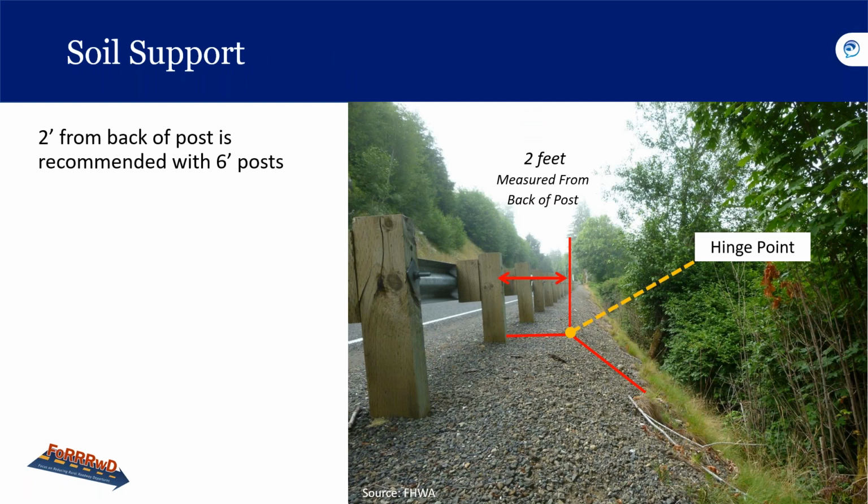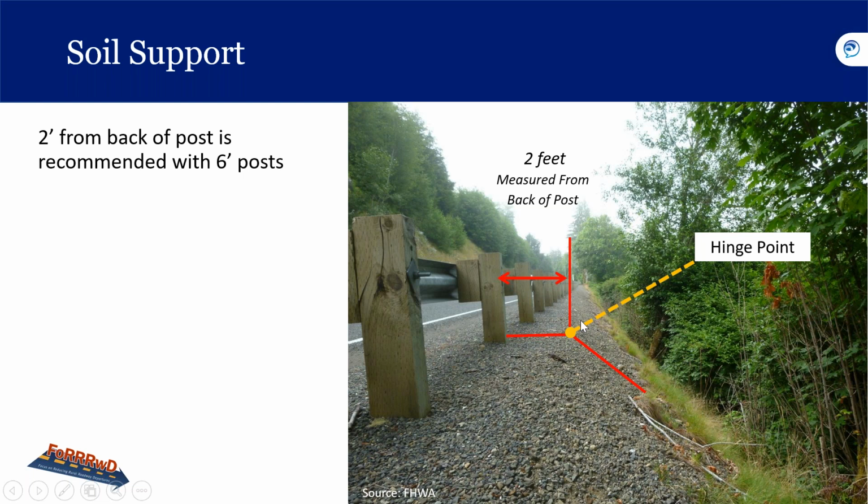And then we talk about soil support. AASHTO recommends placement of the barrier at least 2 feet from the hinge point of the slope if the slope is steeper than 1 to 3. So the hinge point, if you see in this picture here where the yellow line intersects these red lines, you can take a look here. It looks like where it's more flat and the slope begins. So that's the hinge point.